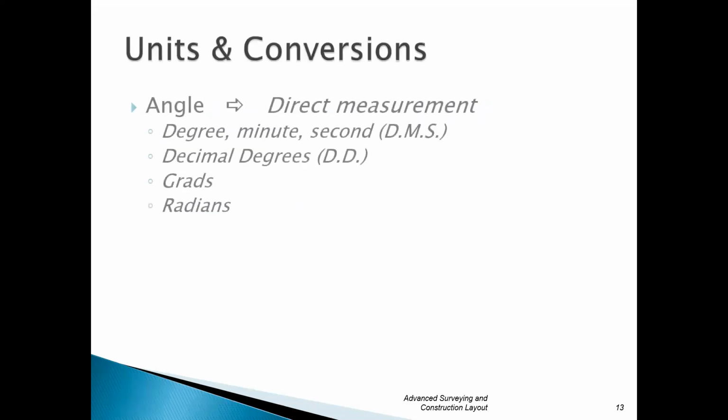Then we get into angle. Angles can be done directly, but a lot of times they're also done indirectly. But they would be in one of 4 types of major categories, either degree minutes second, or what we call DMS, or decimal degrees. And then you either have the grads and the radians. Grads is more of a European counterpart to the imperial system, and the radians is primarily digitally used or with computer type applications or some mechanical engineering.